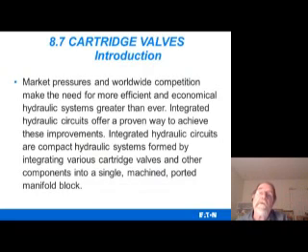Market pressure and worldwide competition make the need for more efficient and economic hydraulic systems greater than ever. When you see that in robotics and a lot of other precise type of equipment, milling machines that are doing a lot of movement with those. Integrated hydraulic circuits offer a proven way to achieve these improvements. Integrated hydraulic circuits are compact hydraulic systems formed by integrating various cartridge valves and other components into a single machine-ported manifold block.